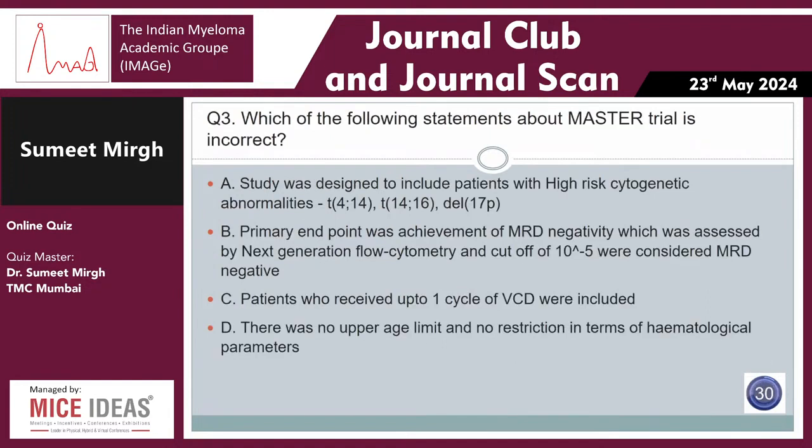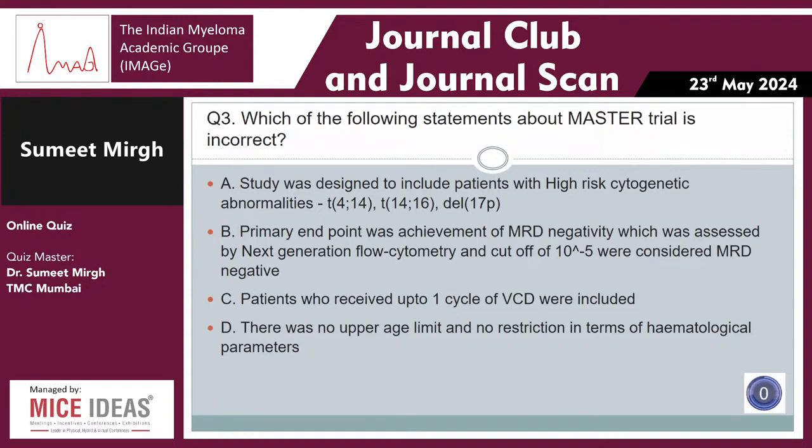Next question. Which of the following statements about the MASTER trial is incorrect? This was discussed in detail by our national and international reviewers. A, the study was designed to include patients with high-risk cytogenetics like t(4;14), t(14;16), and 17p deletion. B, primary endpoint was achievement of MRD negativity assessed by next generation flow cytometry, and a cutoff of 10 power -5 was considered MRD negative. C, patients who received up to 1 cycle of VCD were included. D, there was no upper age limit and no restriction in terms of hematological parameters. Which is incorrect?